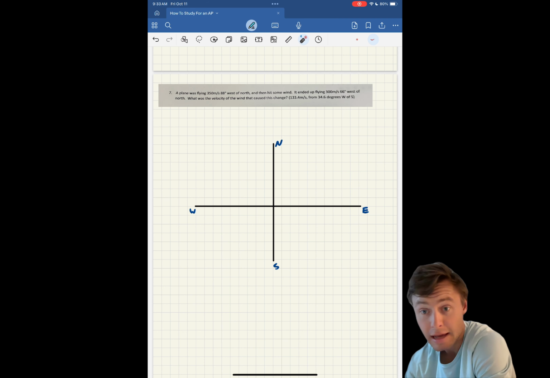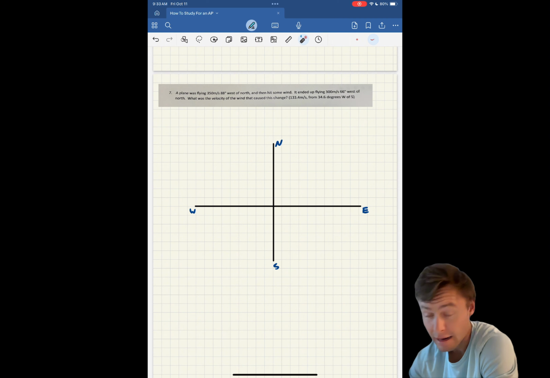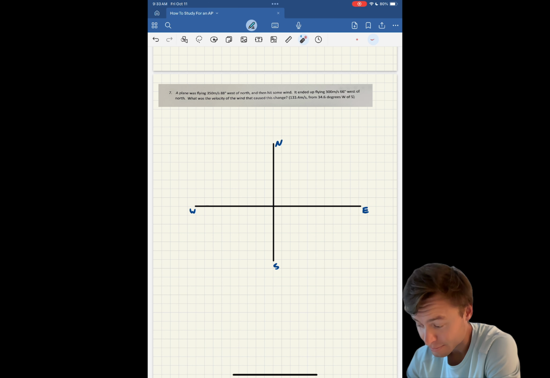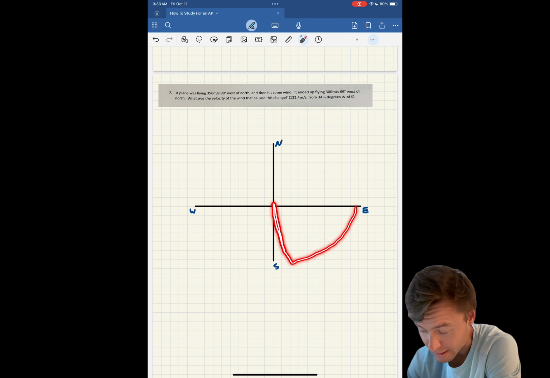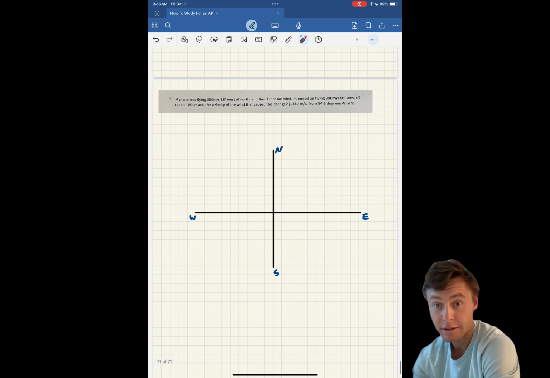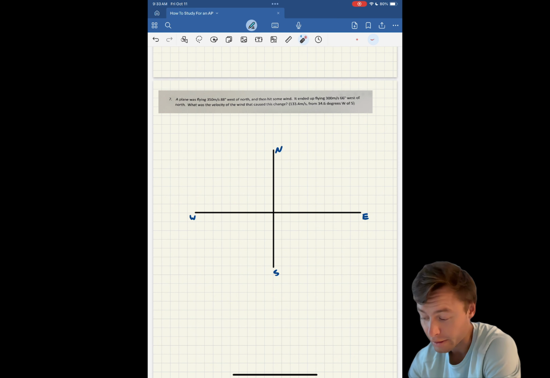If it had been, for example, 88 degrees south of east, you would be looking at east, and then you would be going 88 degrees south of east. So that's the first part that's important to understand, is how does this coordinate system work?